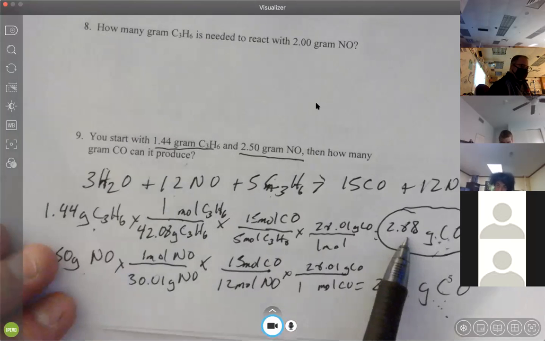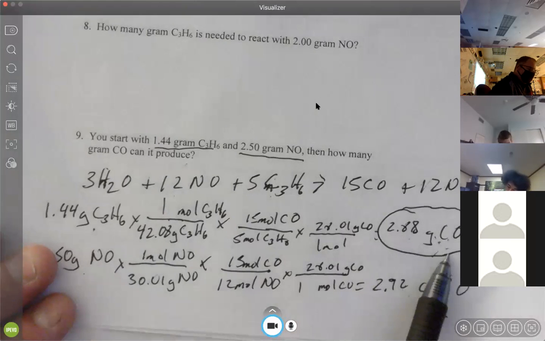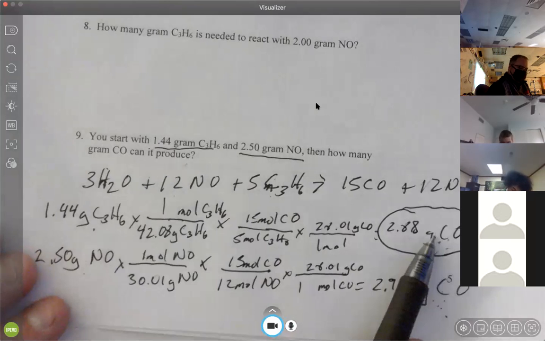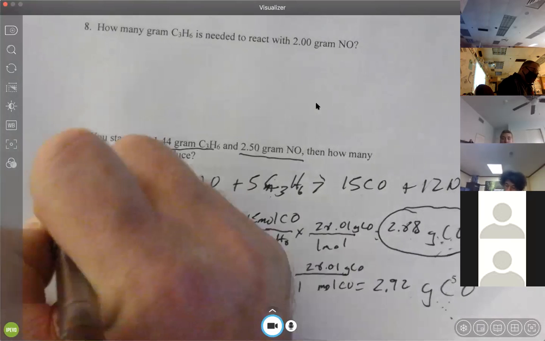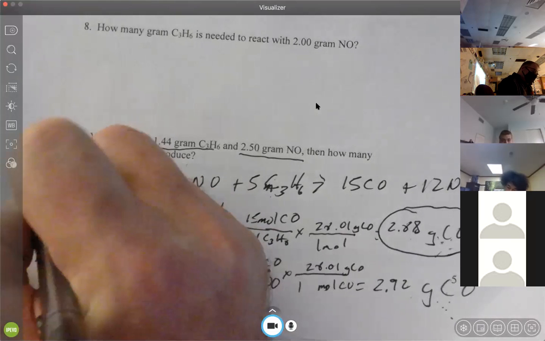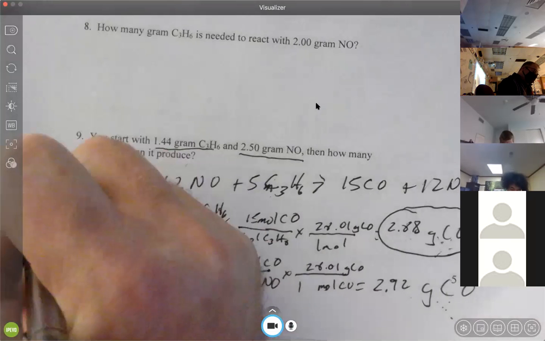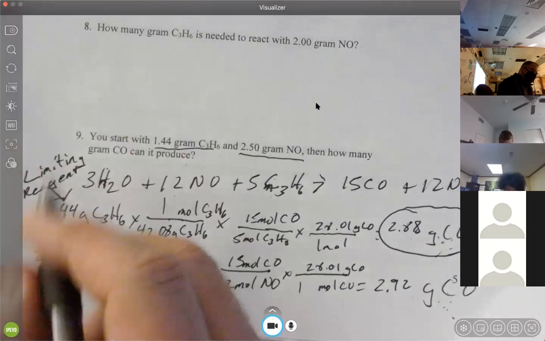2.88 grams of carbon monoxide is the only amount that we can make because we only have enough propane to do so. This is in excess right here. This is our limiting reagent. That's the restricting factor. This is in excess.